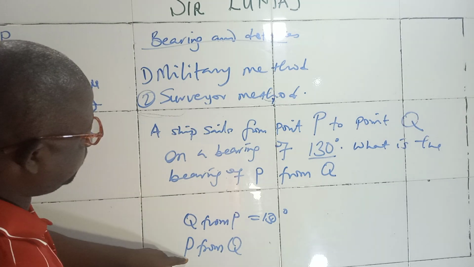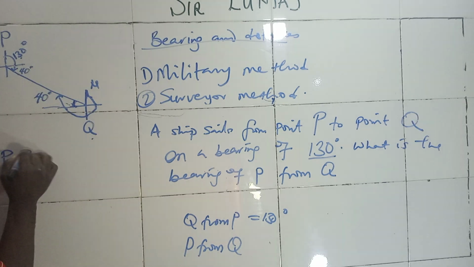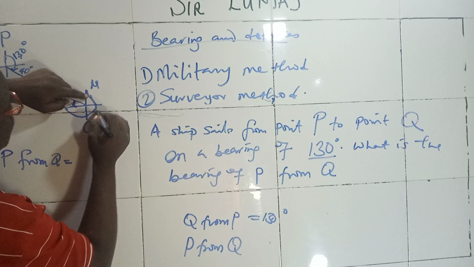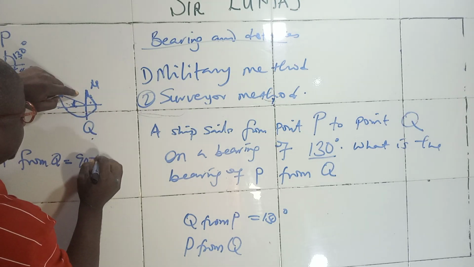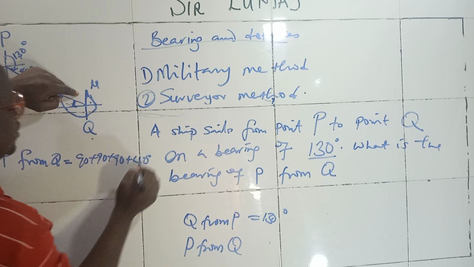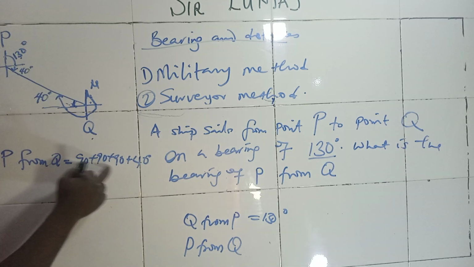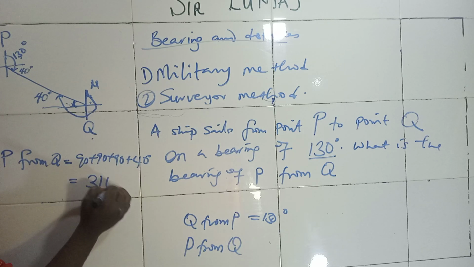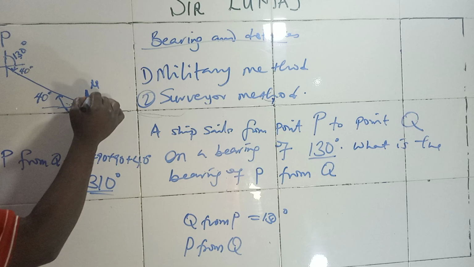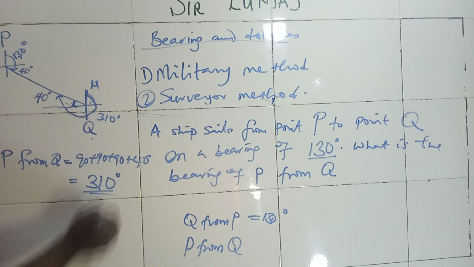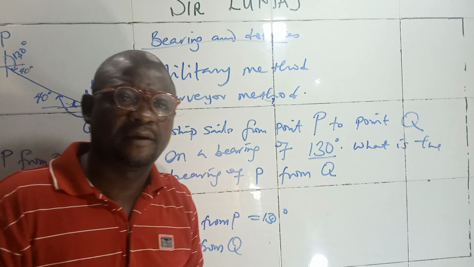So for me to now determine P from Q, it will now be equal to, from here to here, 90 plus 90 plus 90 plus 40 degrees. That will now be 90 plus 90, that's 270, plus 40, that is equal to 310. So from here down to this point is now 310 degrees. I think that should be clear enough.